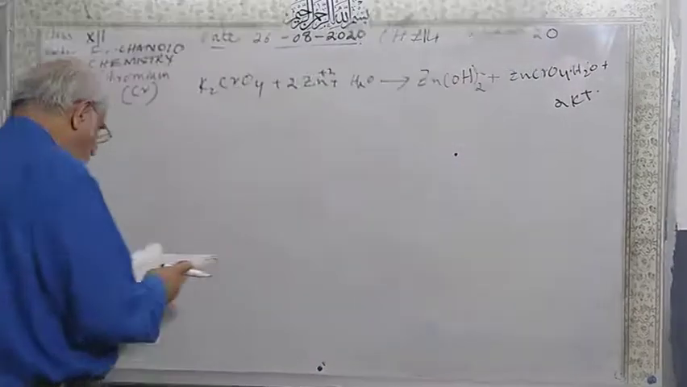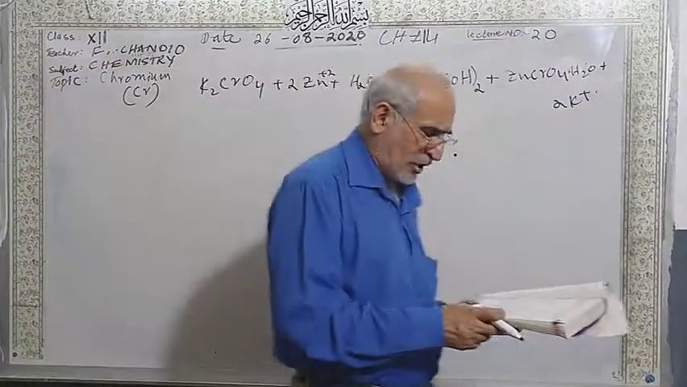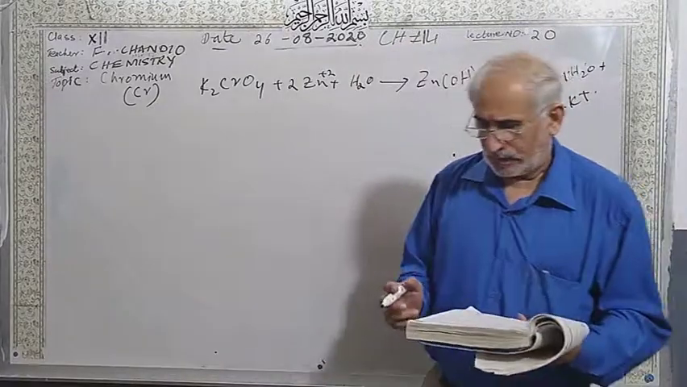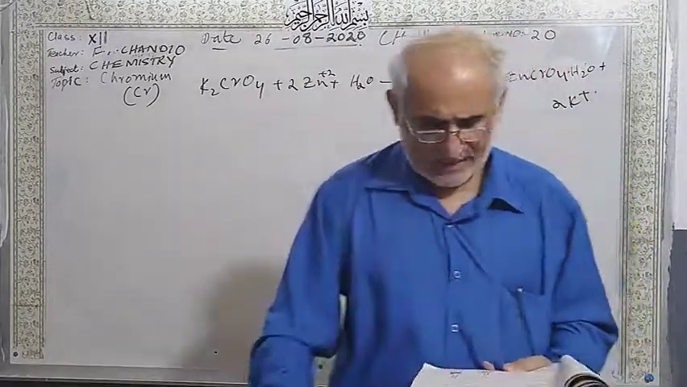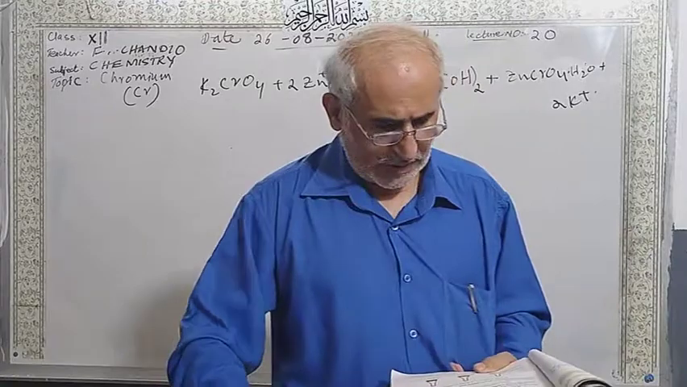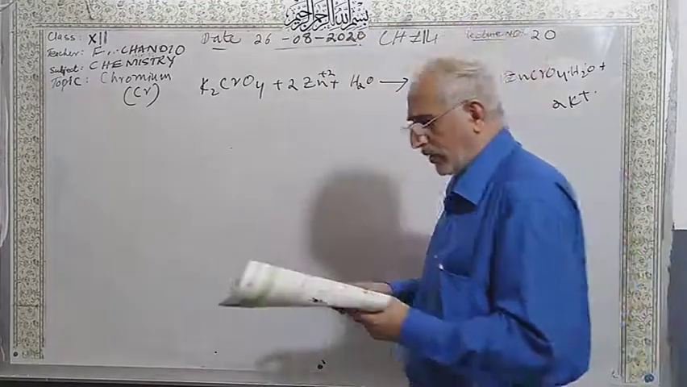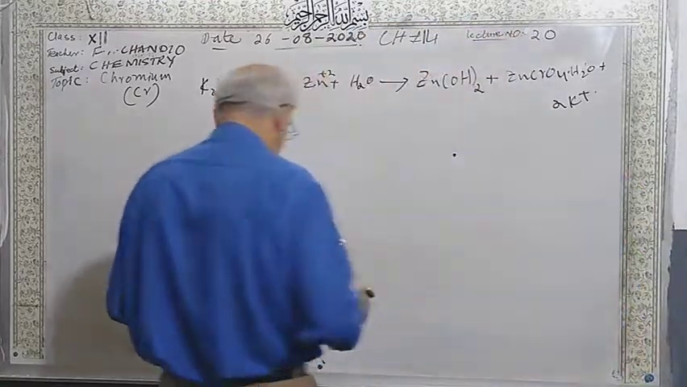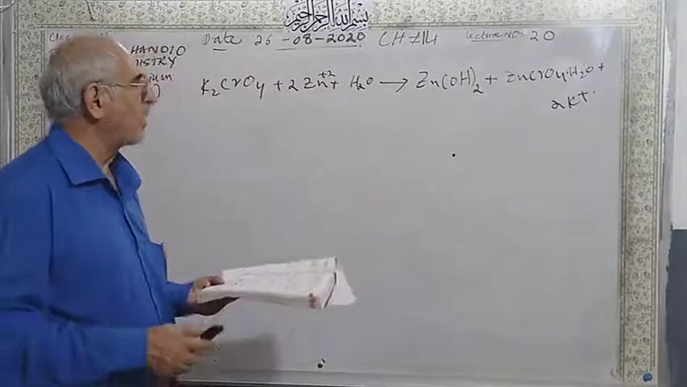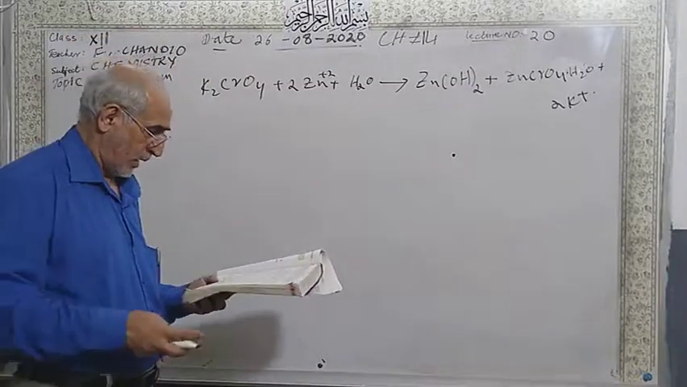So when potassium chromate is added into a neutral solution of zinc salt, the basic zinc chromate, zinc hydroxide, zinc chromate, is going to be formed here.